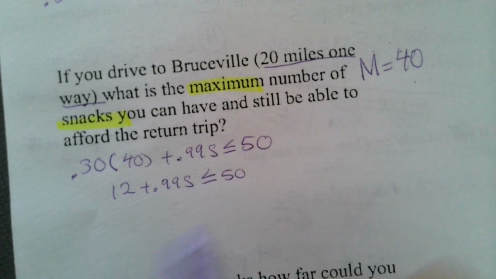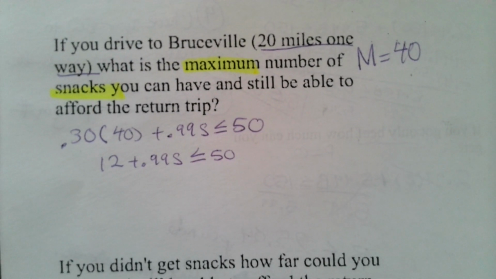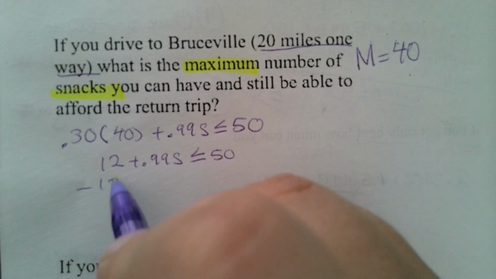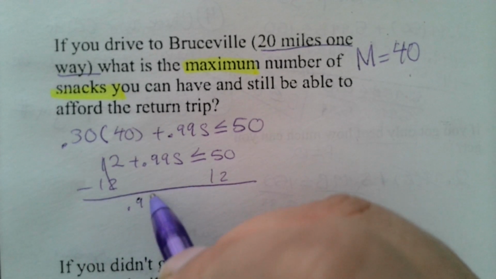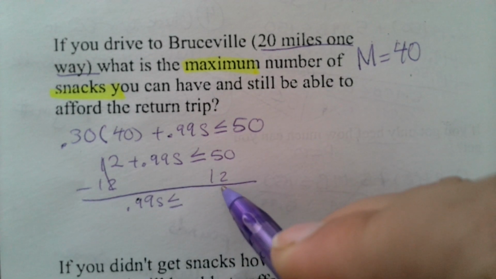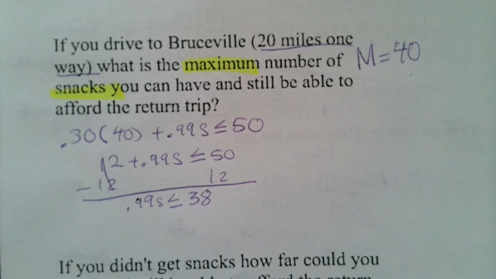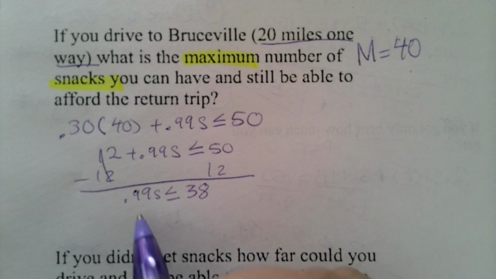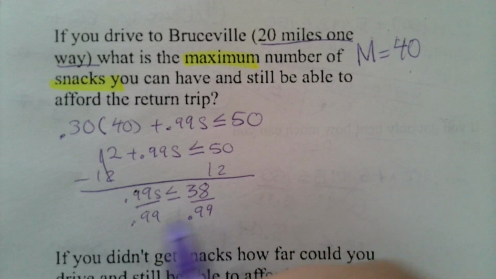Okay. Jesus, what's my next step? Yeah, subtract the 12 from both sides. Gael, what is 50 take away 12? 38. Angel, what's my next step? Divide. Divide by what? 0.99. Good. I know what he meant.